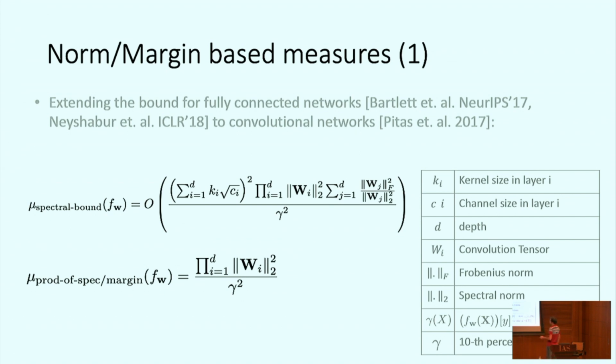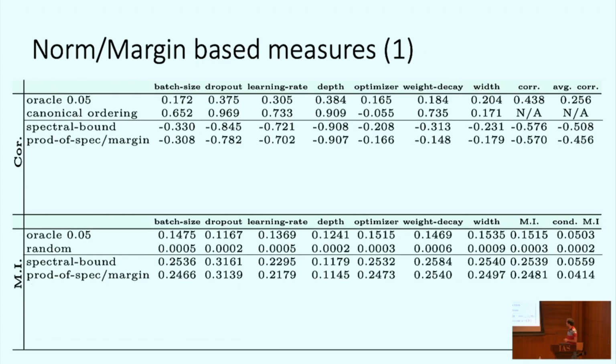So we look at the whole generalization bound and also the simplified version, which is just looking at the product of spectral norms divided by margin. You don't need to look at the equation if you're not familiar with the generalization bound here. You can just think about it as the product of spectral norms of the layers. And now we want to see how well it's going to generalize. We were surprised to see that there is actually a strong negative correlation. Worst case, we expected it not to correlate, but we actually observe a strong negative correlation.